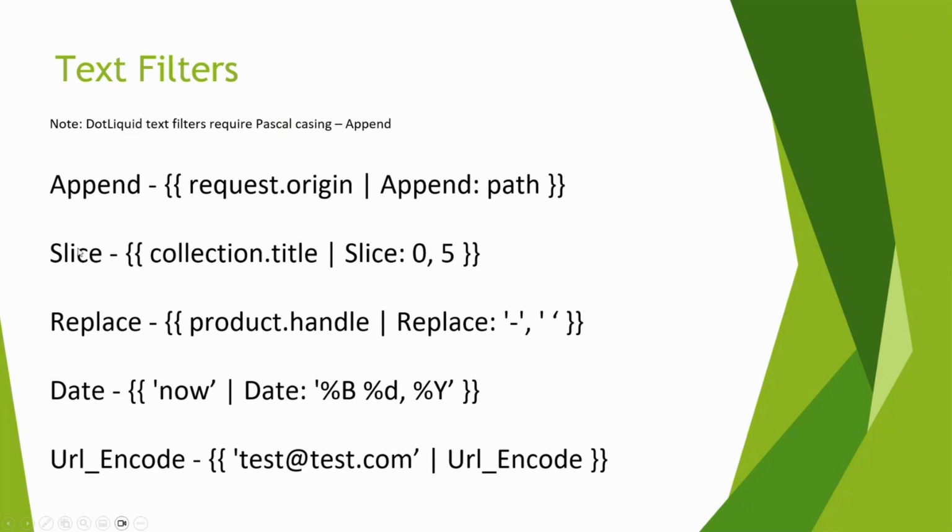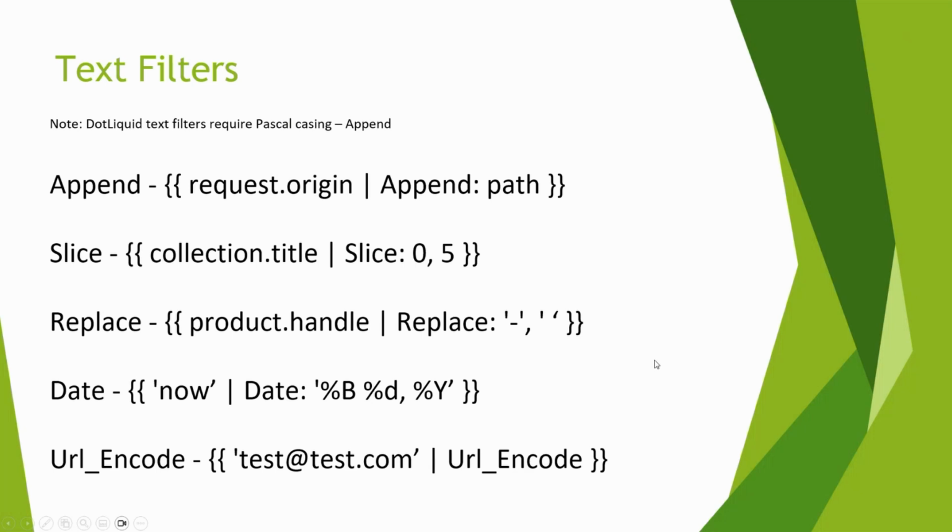But you'll see that slice is what we think of as substring. So starting at position 0 for 5. Replace pretty much is the same as we expect: the character we want to replace and what we want to replace it with. Then our date formatting. Also, a lot of times you may need to encode strings. So you've got things like URL encoding.